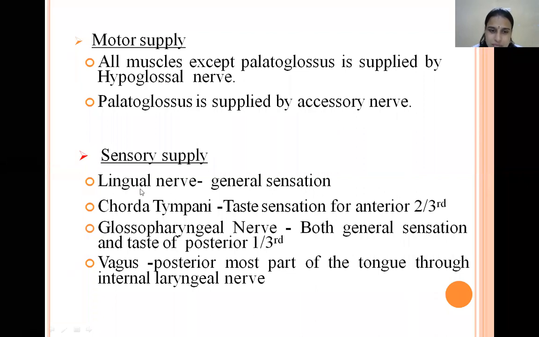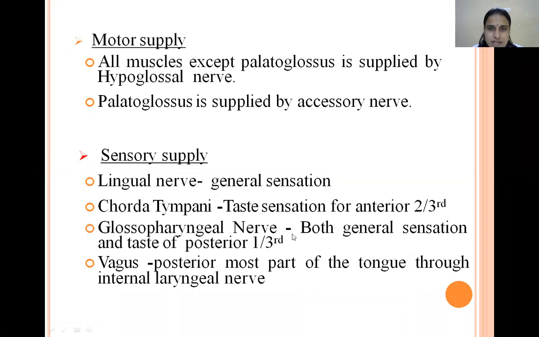Sensory supply: the lingual nerve carries general sensation and the chorda tympani carries taste sensation in the anterior two-thirds, and the posterior one-third is by the glossopharyngeal nerve. The posterior most part is supplied by the vagus nerve.